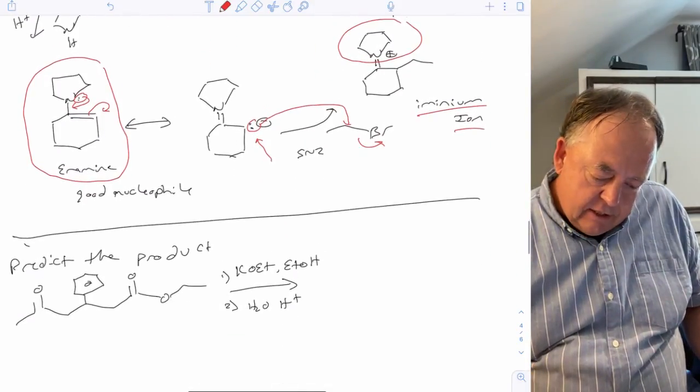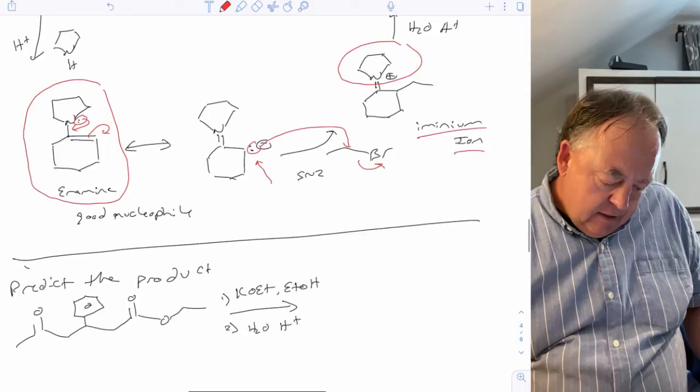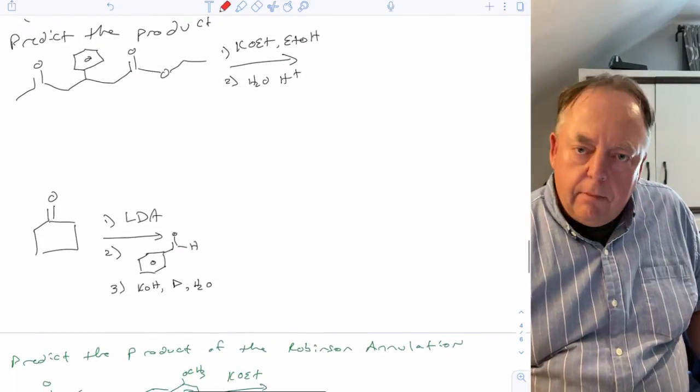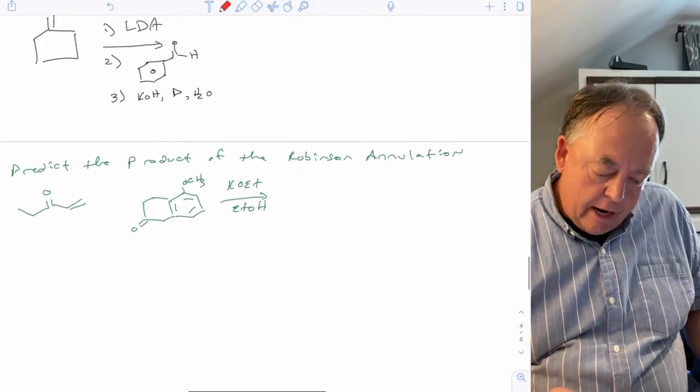Okay, so that's it for the reactions in this chapter. And so lastly, let's just work three more problems using some of these reactions that we've covered.